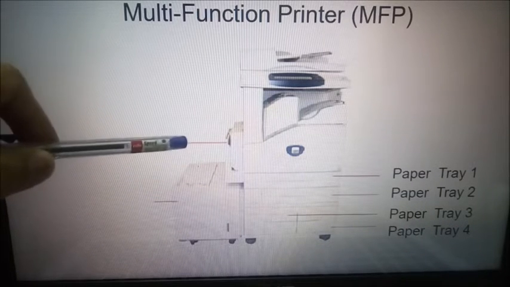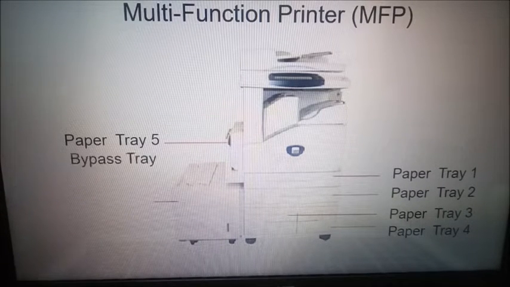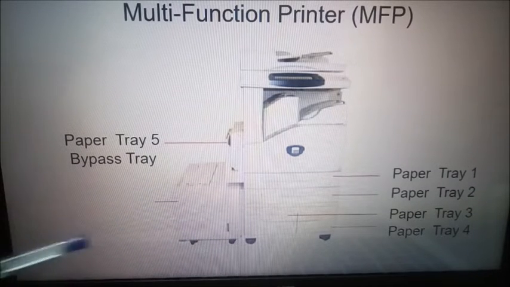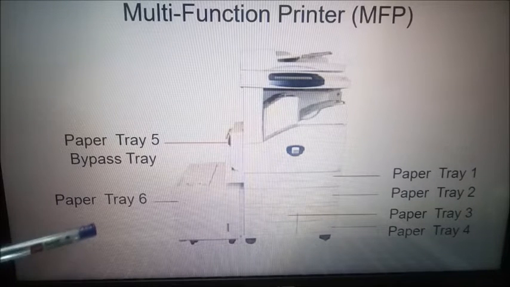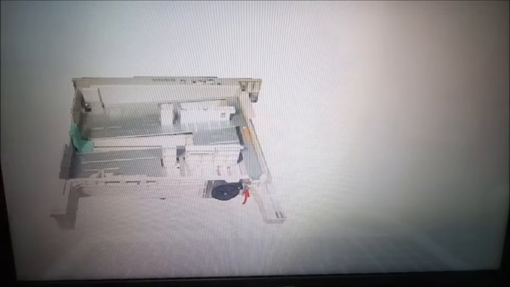Now this one is paper tray number 5, which is named bypass tray. And this one is paper tray number 6, which is called HCF, or high capacity feeder. Okay, now these are the paper trays.